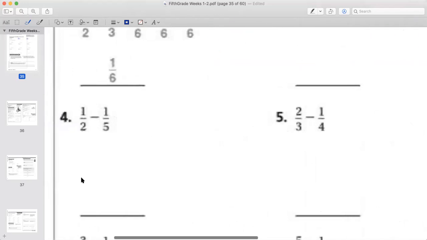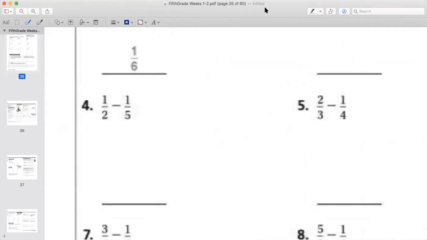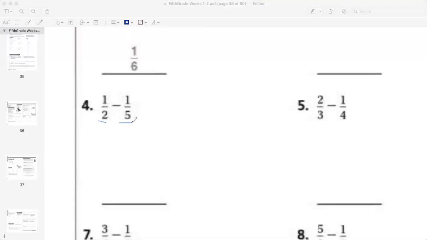All right, let me zoom in a little farther and get my annotation tool. All right, so same thing we've been doing. If we look, our denominators are different. So we have to list our multiples of 2 and 5, which I know we've done these ones a lot. So we have 2, 4, 6, 8, 10. I'm sure many of you already know the least common multiple here, but we're going to list anyway. And if I look, the one they have in common, that's the smallest, is the number 10.